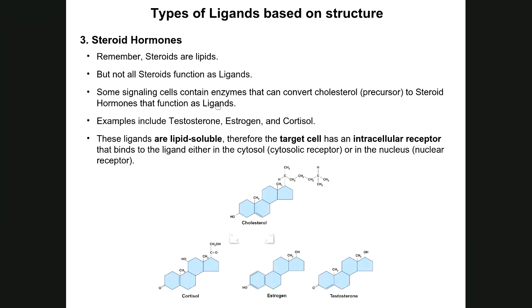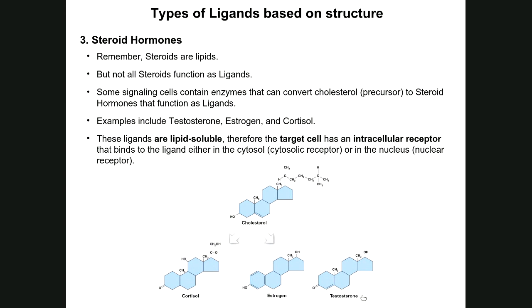So again, if I ask you to list the 3 types of ligands based on chemical structures, don't give me amino acids, give me amino acid derivatives. Don't give me peptide, you have to give me peptide hormone. Same thing with steroid, don't give me steroid, give me steroid hormone. You have to learn to be technical when you go into the sciences because there is a difference.